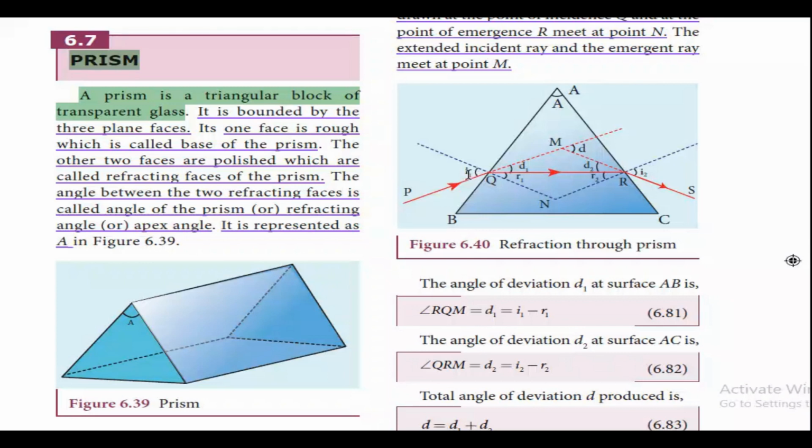Here I1 is the angle of incidence, and I2 is the angle of incidence for this ray. And R1 and R2 are the angles of refraction. A is the angle of the prism, which is about 60 degrees for an equilateral prism.